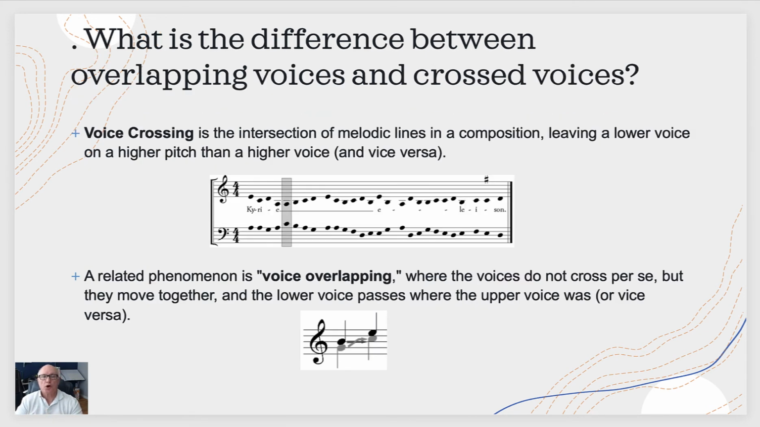What's the difference between overlapping voices and crossed voices? They're very, very similar, except there is just a slight contextual difference. So cross voicing is the intersection of melodic lines in a composition, leaving a lower voice on a higher pitch than the higher voice. So this happens a lot in chants. We even see it in Bach. So listen to this Kyrie. I'll just play a little bit of it.